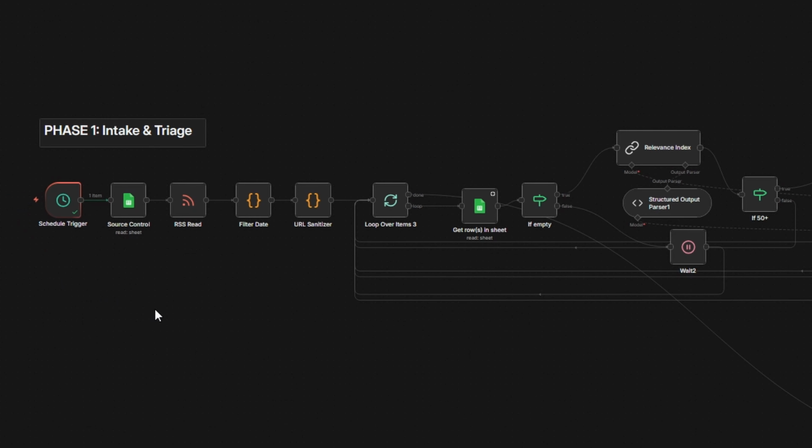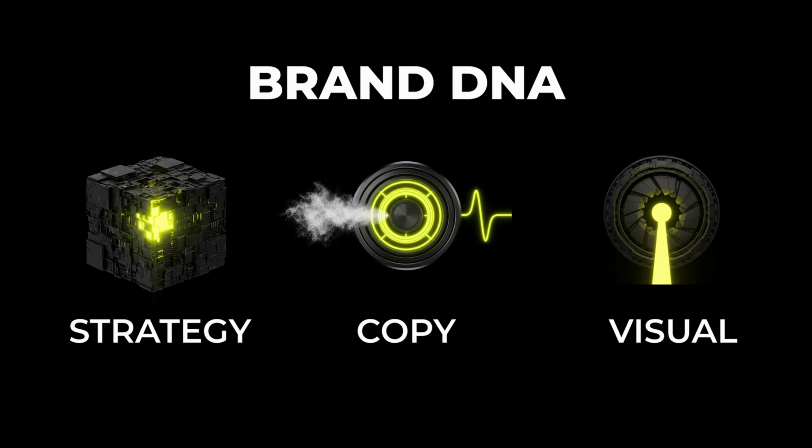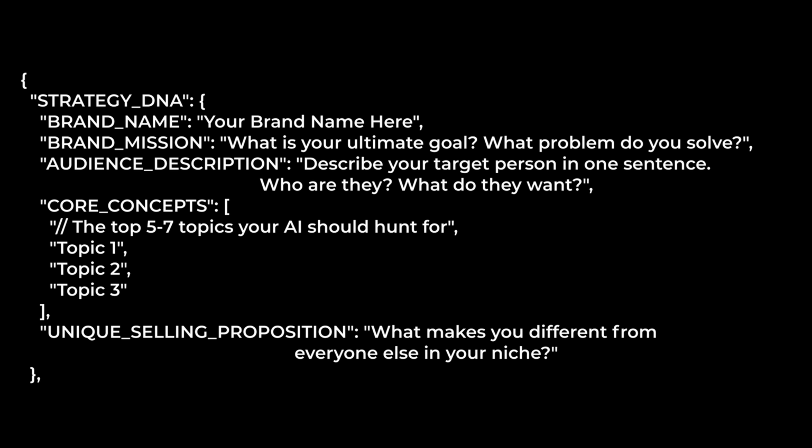Let's get into it. Before we open the hood, you need to understand one thing. This engine comes empty. You need to give it a soul. I have structured the system around 3 specific configuration blocks I call the brand DNA. First is the strategy DNA. This tells the AI what to scrape and, more importantly, what to ignore.